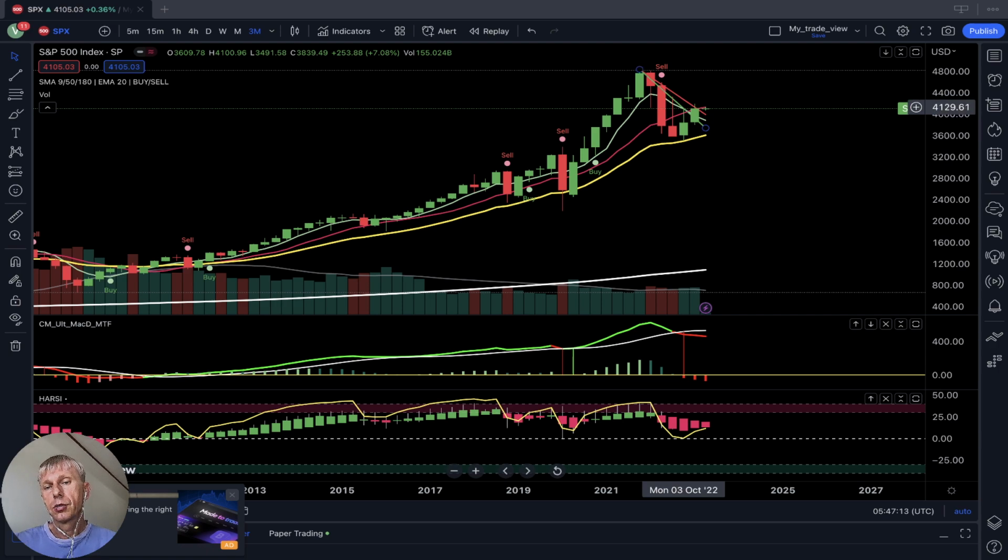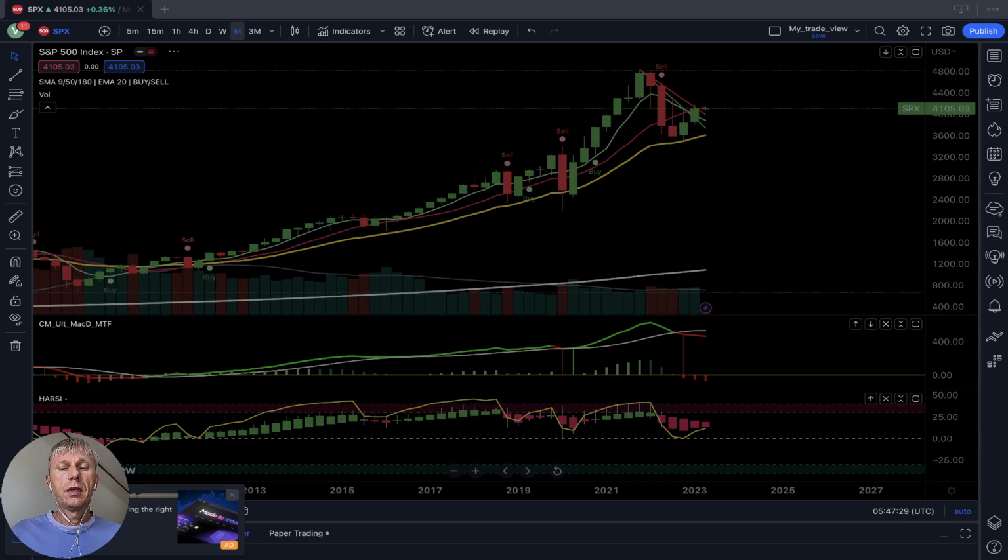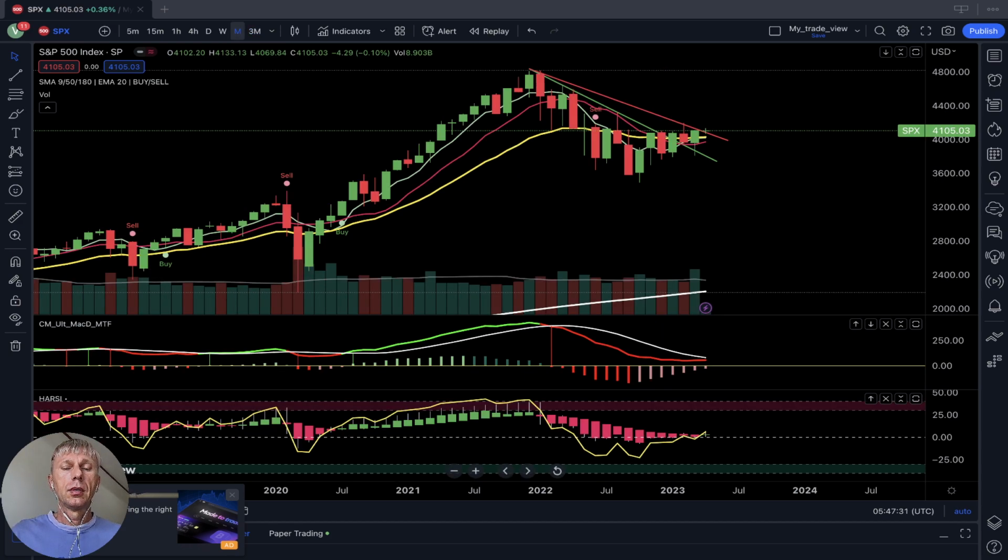MA5 did a bearish crossover over 10. It is a bearish trend. It is a bearish crossover. And MACD, all indicators did a bearish crossover. It's still a bearish trend on quarterly. Like I said, monthly, it's still mixed. Some indicators bullish, some indicators bearish.